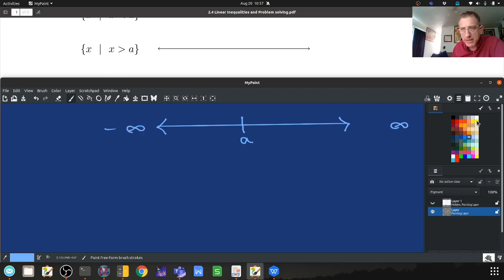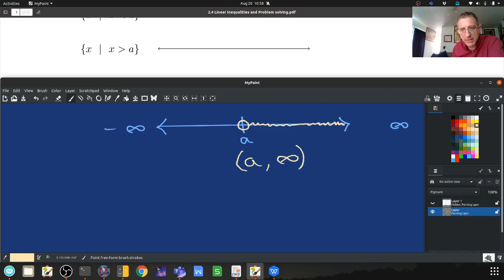So what's inside the set? Real numbers that are greater than a, but they don't include a. So since they don't include a, I'm going to write a little circle there, an open circle, and I'm going to squiggly line that. You could use a different color. And again, I want to indicate that a is not included, and it goes all the way to infinity.